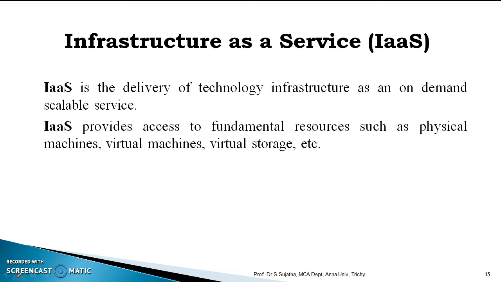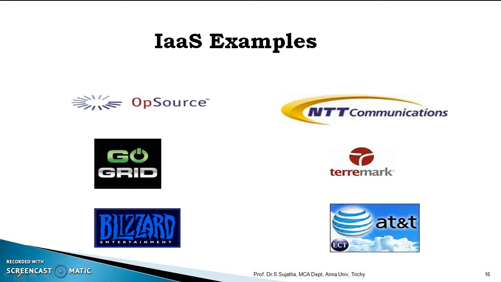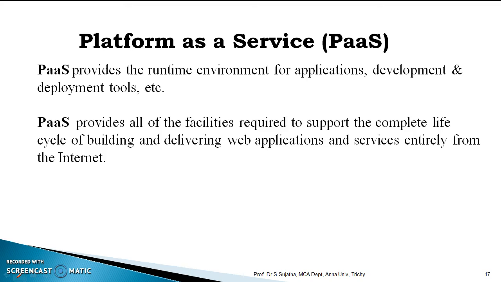First one is IaaS, infrastructure as a service. It provides the infrastructure on demand. For example, physical machines, virtual machines, physical storage, servers, networks. These are the fundamental resources which are provided by the cloud as infrastructure as a service. IaaS examples are, these are the companies which are providing the IaaS services: Opsos, Google, Terremark, NTT Communications, and so on. You can see in the slide.